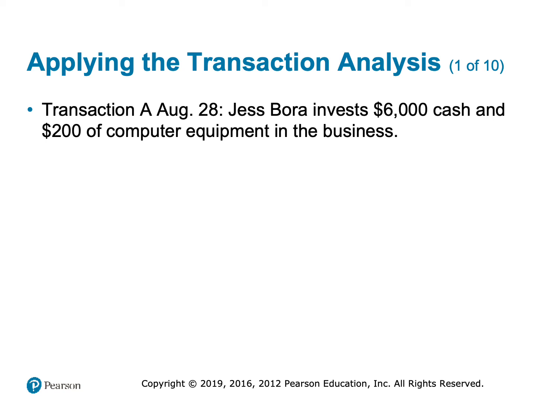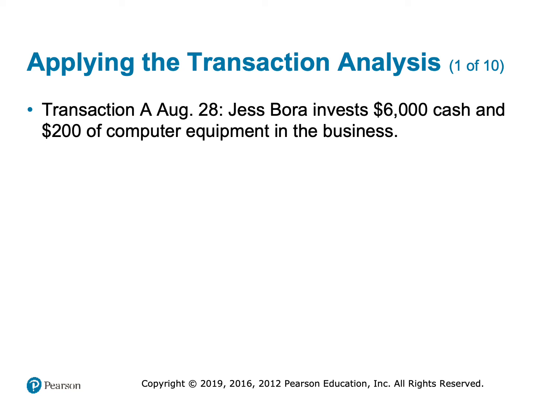So let's ask ourselves, what accounts are involved here? Well, cash is involved, computer equipment is involved, and capital will be involved. So what type of account is cash? It's an asset. What type of account is computer equipment? It's also an asset. What type of account is capital? Well, it's capital.